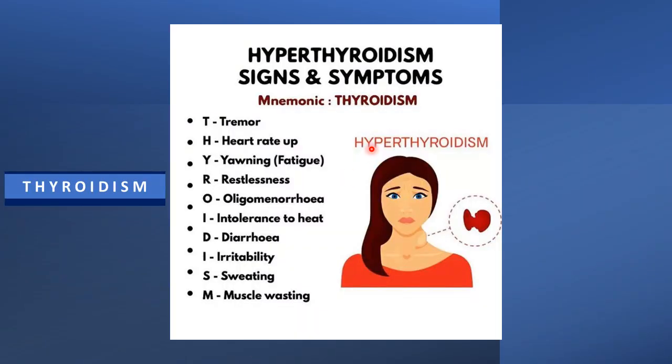For those who like to use mnemonics to remember the signs and symptoms, here are the mnemonics for the signs and symptoms of hyperthyroidism. Okay, the mnemonic will be THYROIDISM. T for tremor, H for heart rate, Y for yawning or fatigue, R for restlessness, O for oligomenorrhea, I for intolerance to heat, D for diarrhea, I for irritability, S for sweating, and M for muscle wasting.